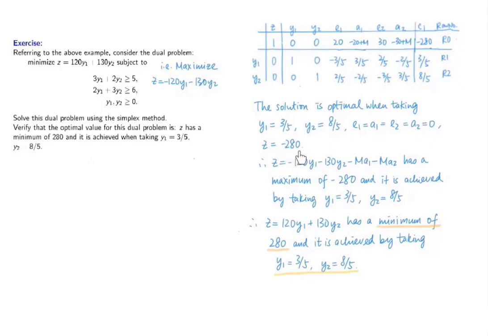And this -280 corresponds to the fact that the objective function z equals to -120y1 minus 130y2 minus M times a1 minus M times a2 has a maximum value of -280. And therefore, referring to our original minimization problem, the expression z equals to 120y1 plus 130y2 will have a minimum value of 280, and it is achieved by taking these values of y1 and y2.